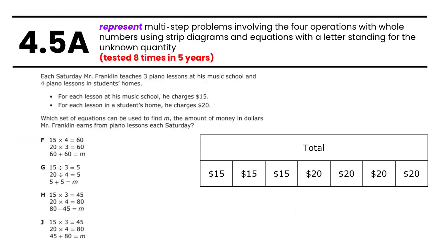As we look at this released item, we see that this is representing a multi-step problem based on the answer choices. It looks like it's 3 steps involving perhaps any 2 of the 4 operations. I can see that in F, there's multiplication and addition, G is division and addition, H is multiplication and subtraction, and J is multiplication and addition.